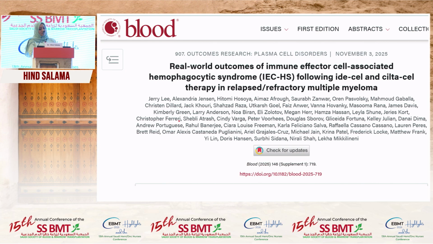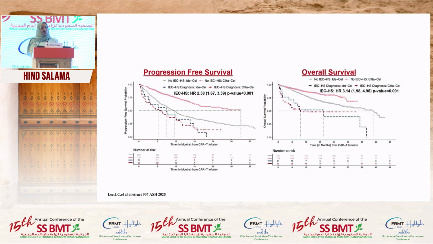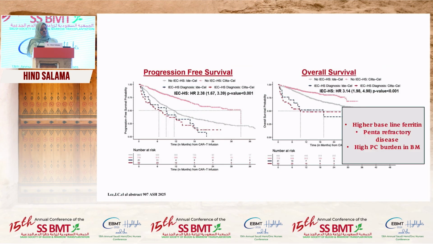Also, this is real-world data looking at BCMA CARs, following ide-cel and cilta-cel, in patients who develop IEC-HS. This is a multi-center trial from all through the USA. They looked at progression-free survival based on the development of IEC-HS. They found that patients who receive ide-cel or cilta-cel and develop IEC-HS, in the dotted graph, have worse progression-free survival and overall survival than patients who did not develop IEC-HS.